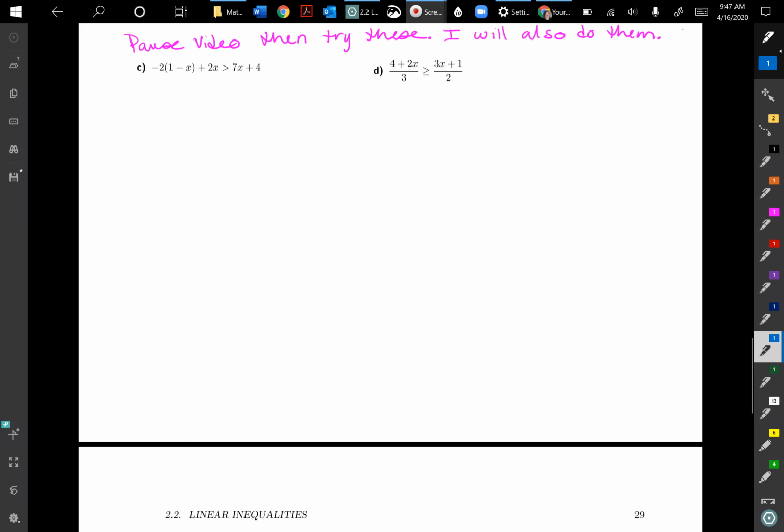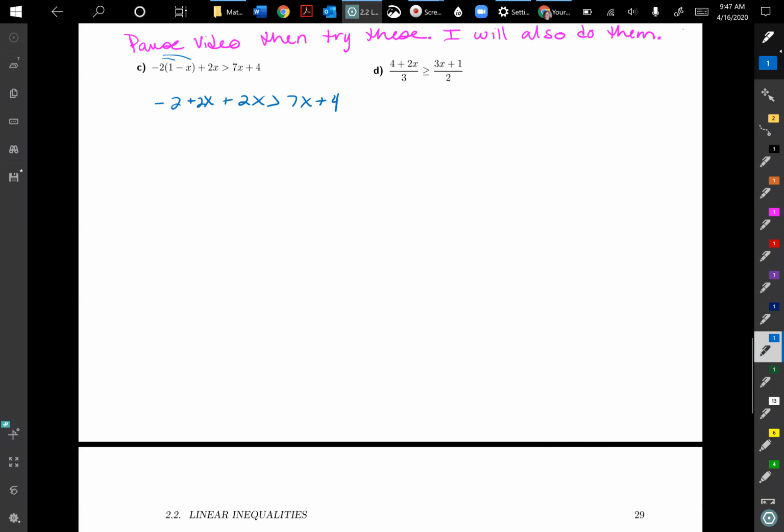Okay, so for C, we have negative 2 times quantity 1 minus x plus 2x greater than 7x plus 4. So first thing we want to do is distribute. This is really good practice for solving equations because it's the same as solving inequalities and using those skills. So negative 2 plus x, or 2x, plus 2x greater than 7x plus 4. So that's my first line there.